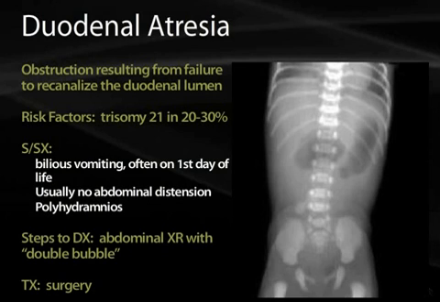Duodenal atresia may present later than esophageal atresia because it can take time for food contents to reach the duodenum. There is usually no abdominal distension, and these patients are often associated with oligohydramnios during pregnancy. Steps to diagnosis include an abdominal X-ray where there is a double bubble. The double bubble represents the stomach and the dilated duodenum, and therapy of choice again is surgery.